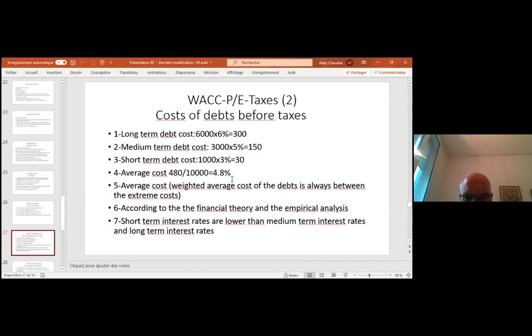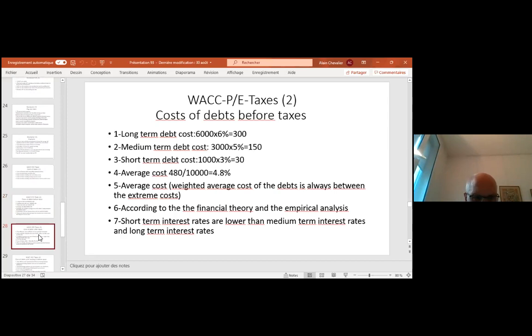That's what I showed you already, this calculation of the average cost of debt before taxes. And our conclusion here was that the average cost of debt is always between the extreme costs of debt, generally the long term and the short term, and that also short-term interest rates are lower than medium-term and long-term interest rates.